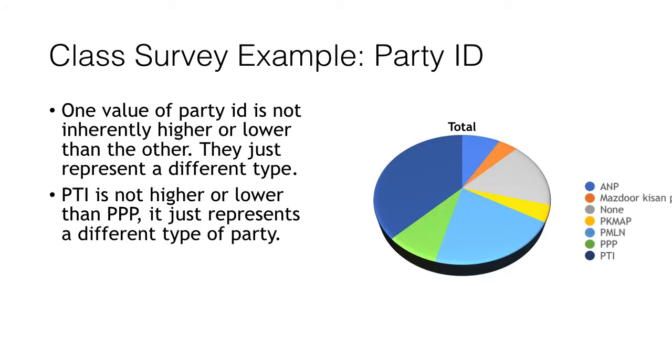Here is another example of a categorical level variable. This is one from the survey that I had you fill out online. Now, the largest number of people picked PTI as your party of choice. But PTI is not higher or lower than People's Party or the Noon League or Pakhtunkhwa Milli Awami Party. It just represents a different type of party. Hence, it's a categorical variable, party ID.